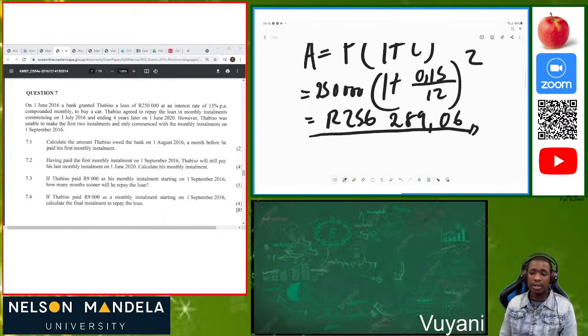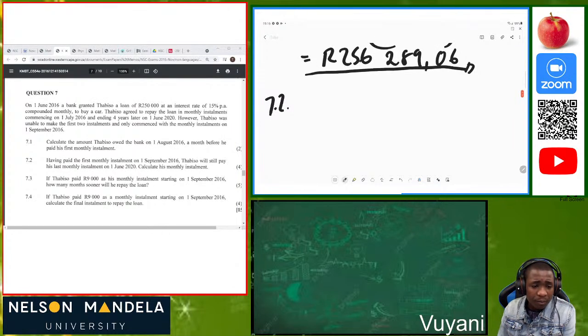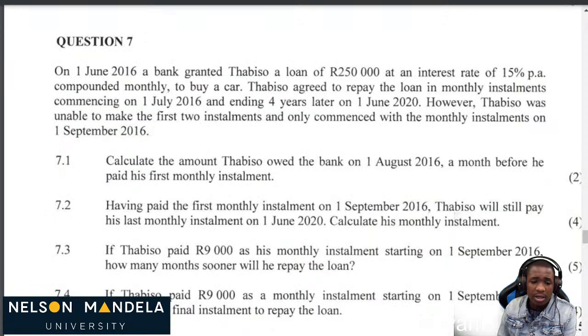All right, great. So now, moving on to 7.2. On 7.2, having paid the first monthly installment on the 1st of September, Thabiso will still pay his monthly installment until the 1st of June 2020. So he's going to pay his last monthly installment on the 1st of June 2020.